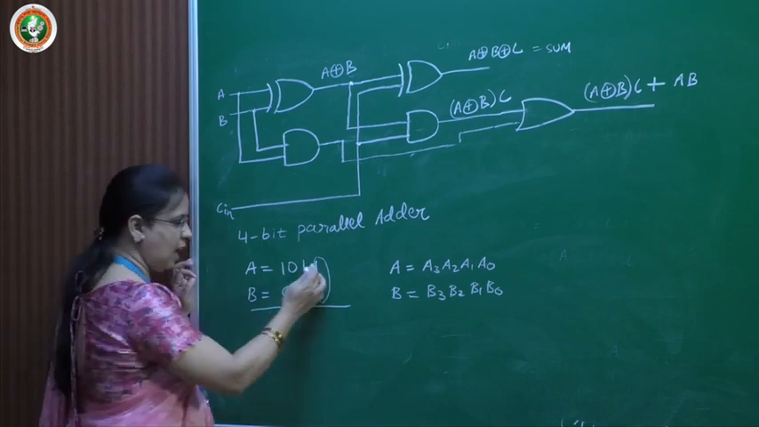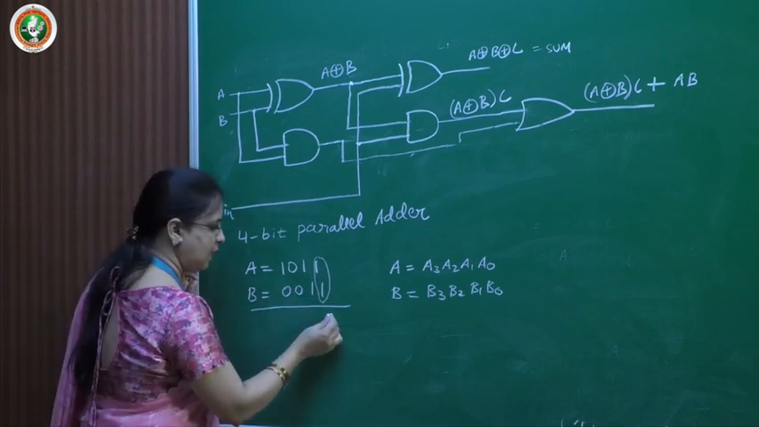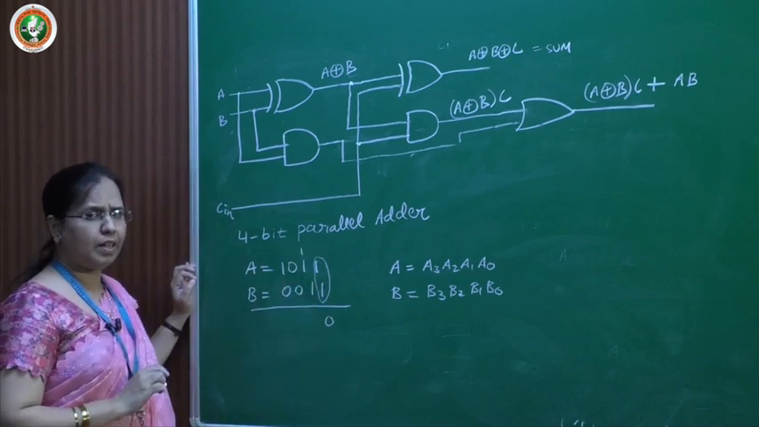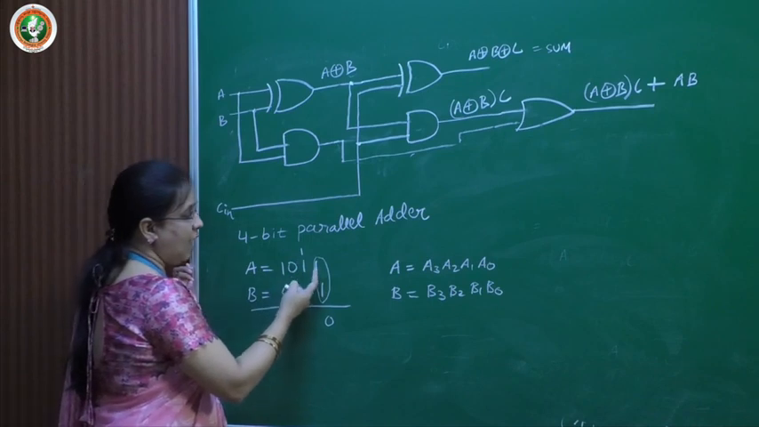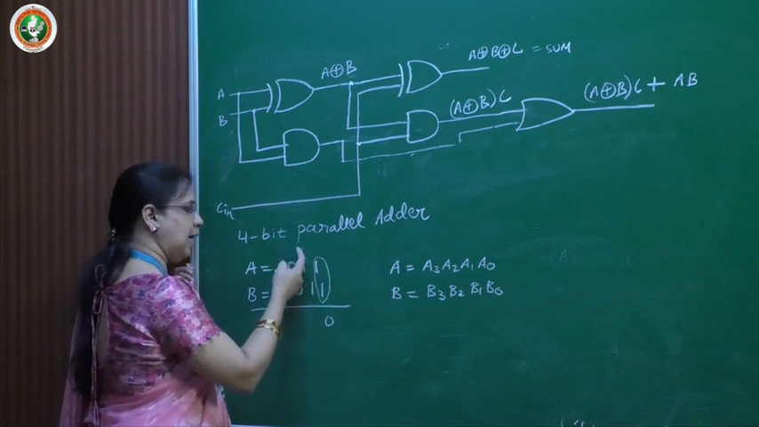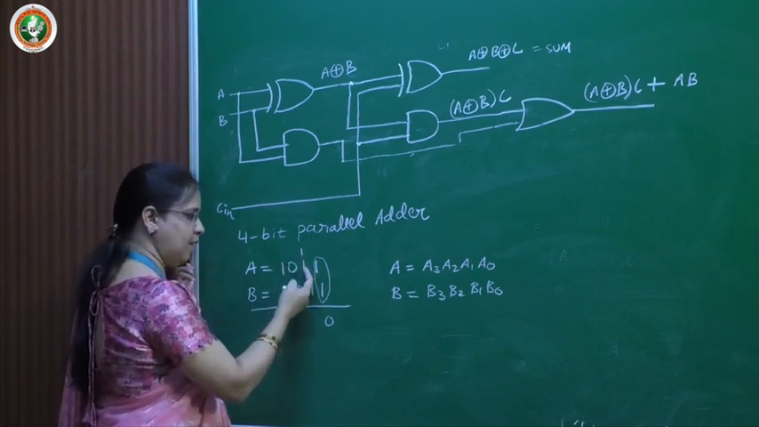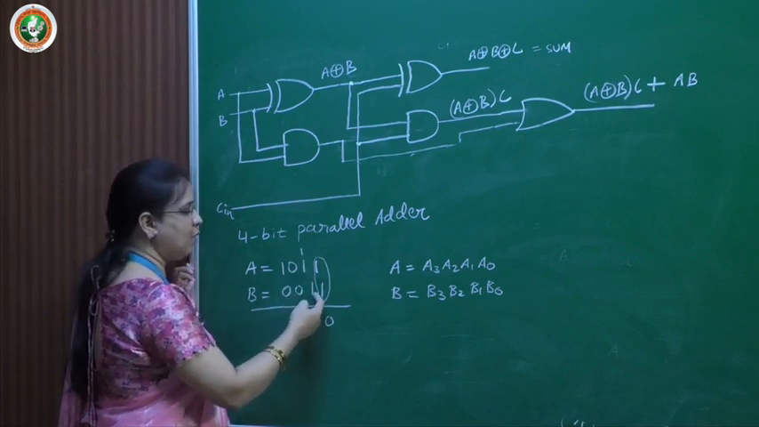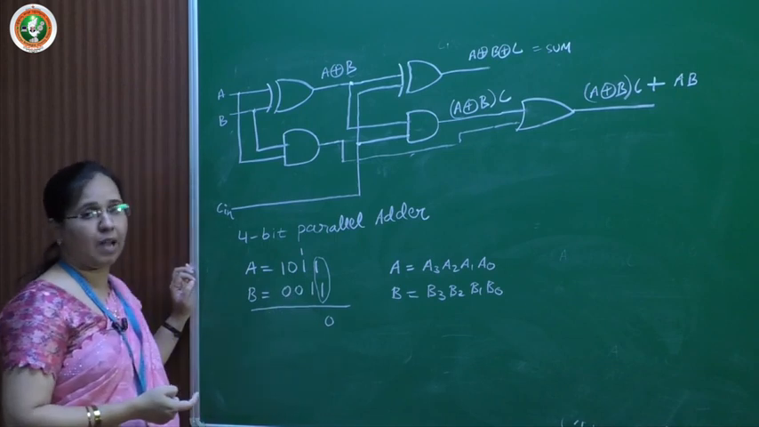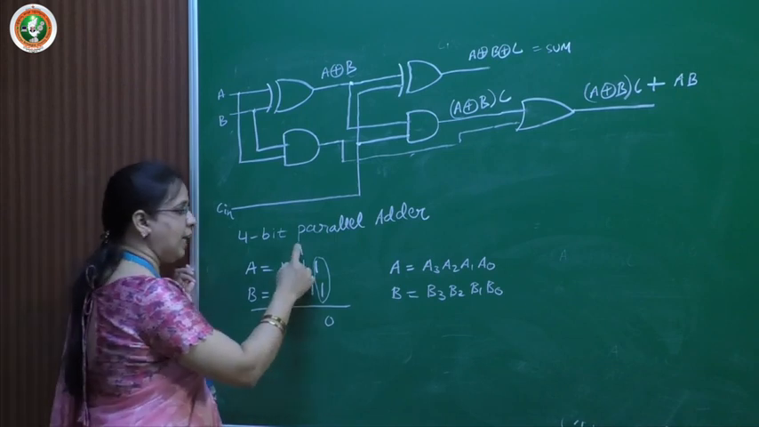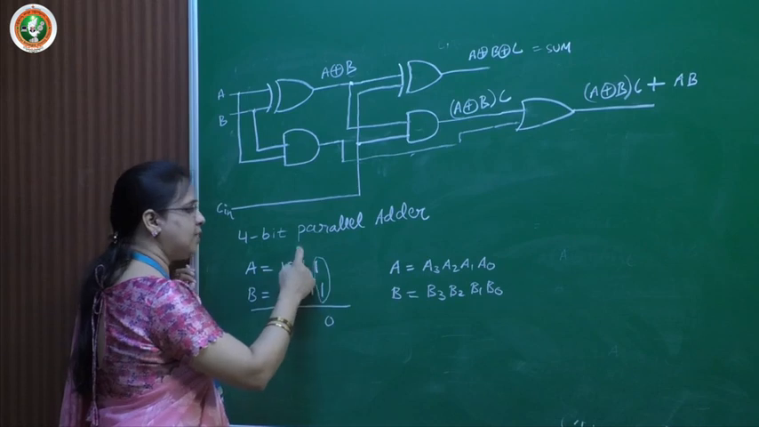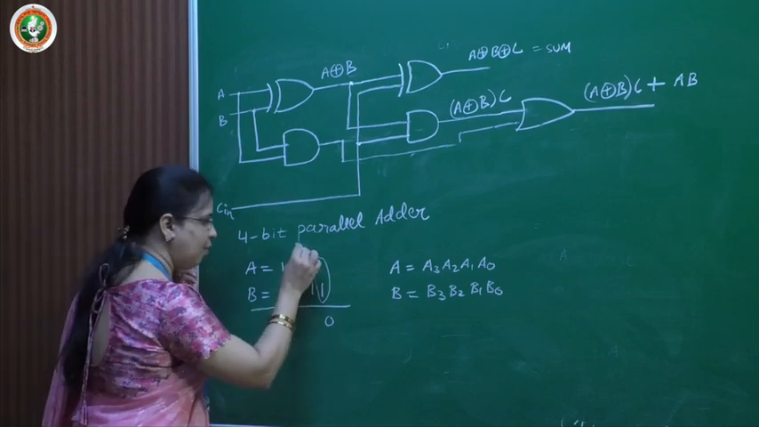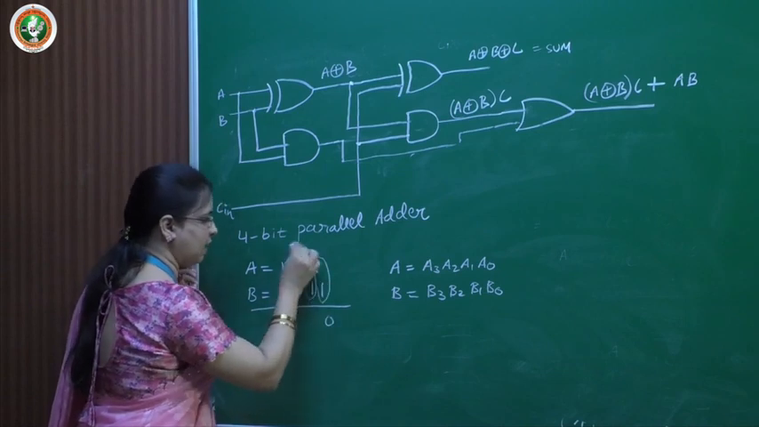So once I add these two, I am getting sum as 0 and carry as 1. As I already told you, when we want to add the carry from the previous bit with the two inputs, then we will be having totally 3 inputs to add. So I cannot add these 3 bits using a half adder. So that means what I have to do? I have to make use of a full adder here.